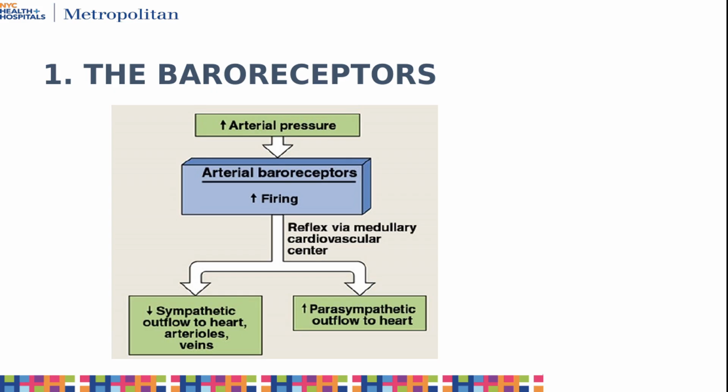So let's make the baroreceptor reflex concrete. The trigger is a change in arterial pressure. The sensor is the carotid sinus and aortic arch. The central response occurs in the medulla, and the effectors are the heart and vessels. If pressure falls, firing falls. If pressure rises, firing rises. That sounds simple, but it explains a lot of bedside behavior.